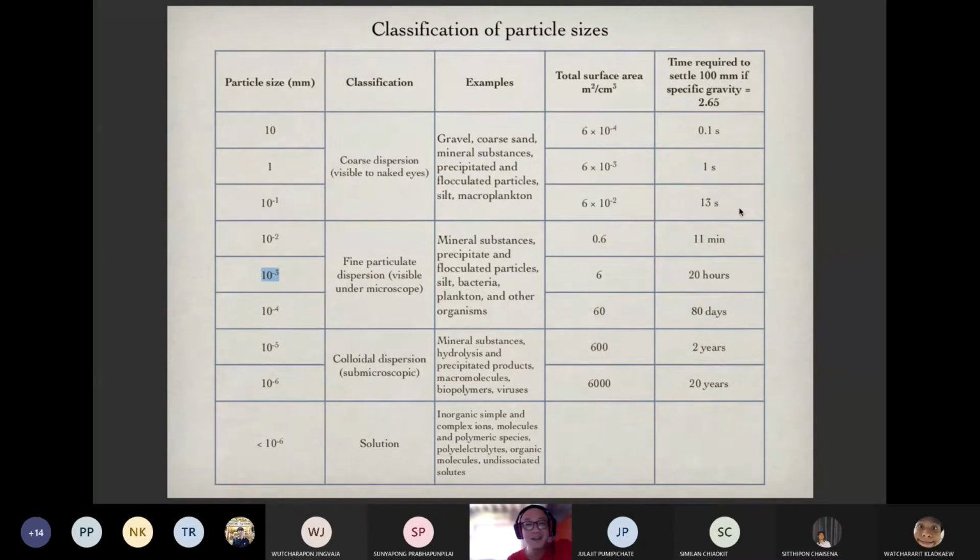Okay, for this one, even for a size like 1 centimeter, it takes about 0.1 seconds to travel vertically 10 centimeters. But for a size of 1 millimeter, it takes 1 second. For a size of 0.1 millimeters, it takes 13 seconds. And what about the colloidal particles which cause the turbidity in water? It may take 2 years and up to 20 years. Why is it like that?